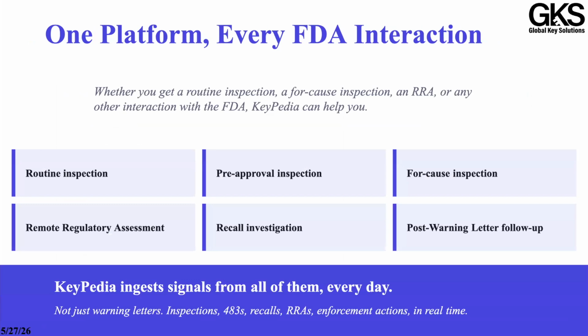Essentially that's what we can do at GKS, whether it's a routine inspection, a for-cause inspection, an RRA, or any other interaction with the FDA, KeyPedia can help you. You can look at how every warning letter is structured, from the issuing office to the product type to the related people. You can also see if there's a PAI, a pre-approval inspection, or a for-cause inspection. You can also see if it's an RRA or a recall investigation. Nothing is too small for the KeyPedia platform.